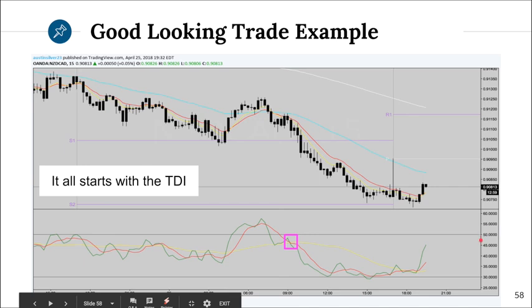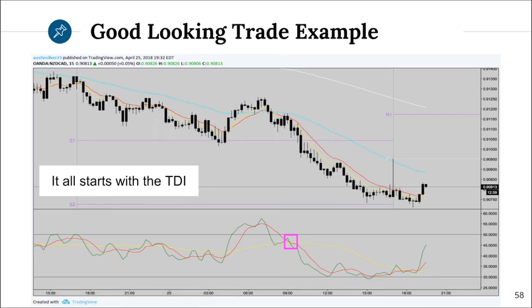That stationary 50 value is labeled right here. So you can see right now that the TDI, which is our RSI and two moving averages, is below that stationary 50 value. That would tell us that we're trying to take this short.